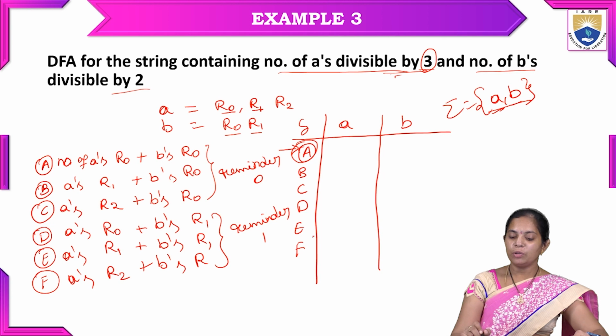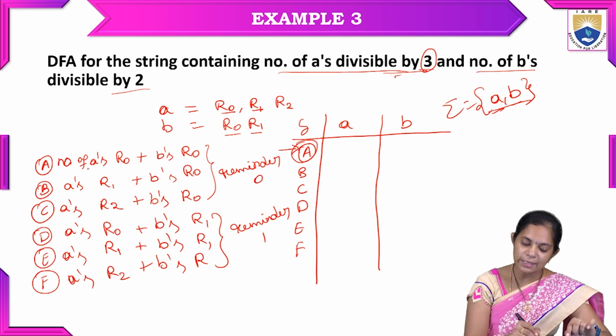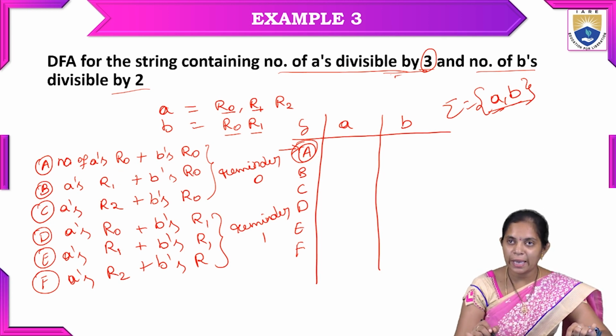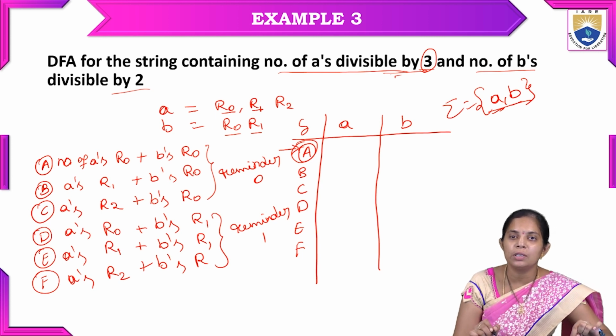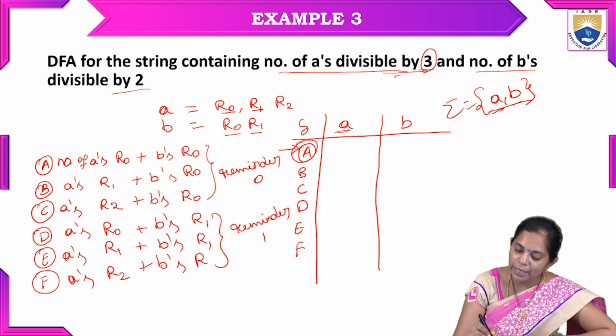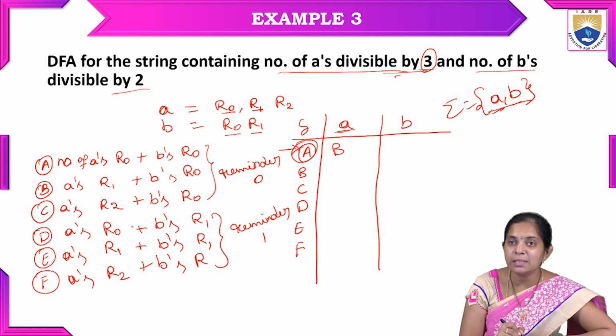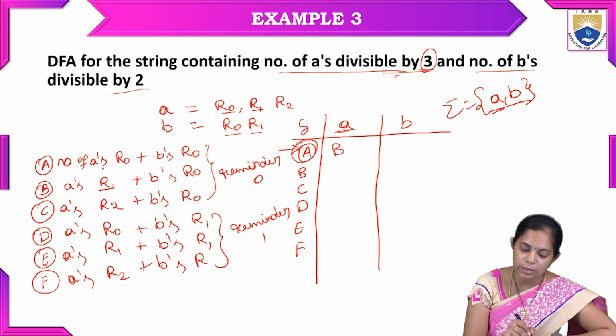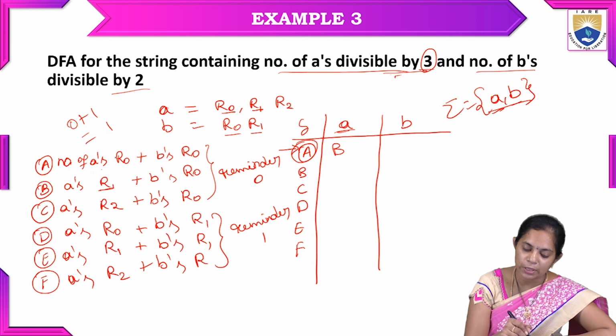And here, state A represents remainder 0, the number of A's is 0 and B's is 0. So if you add one more A to this state, it leads to B. That means remainder 1 represents an additional A. So 0 plus 1 will get 1 only. So remainder 1 for A's is in state B.